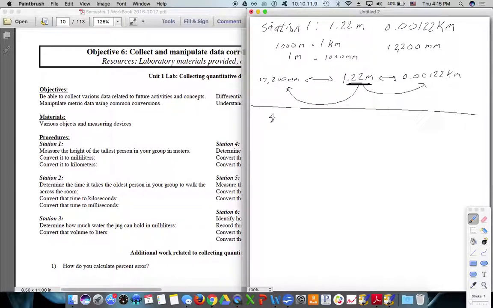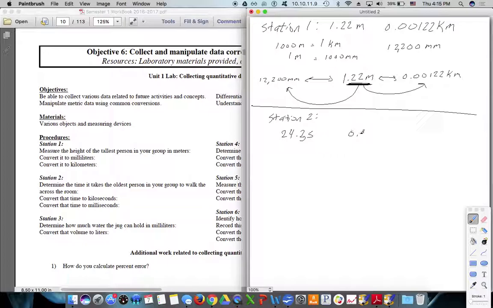Let's try station 2. We're looking at, instead of height or length, we're looking at time. So we have seconds to walk across the room. Let's say it took 24 seconds. Let's do 24.3 seconds. Again, convert it into kiloseconds.